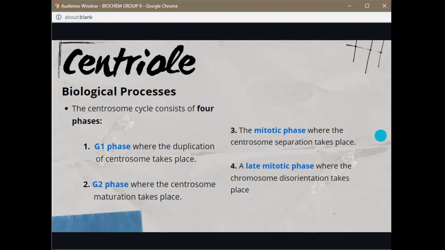So the centrosome cycle consists of 4 phases, and these are the G1 phase, G2 phase, the mitotic phase, and the late mitotic phase. In the G1 phase, it is where the duplication of the centrosome takes place, and in G2, it is where the centrosome maturation and centrosome separation take place, and in the late mitotic phase, it is when the centrosome segregation takes place.